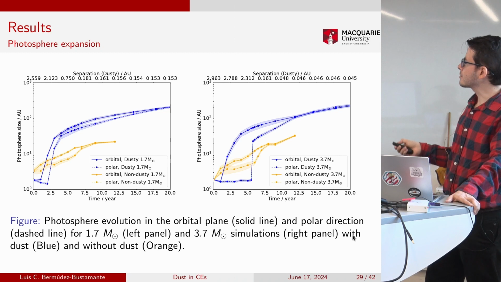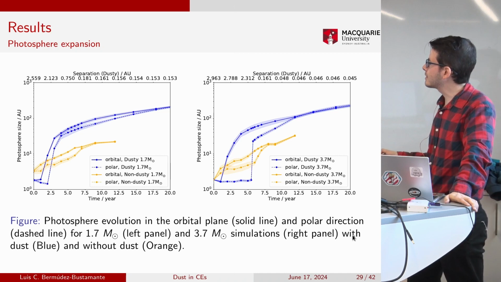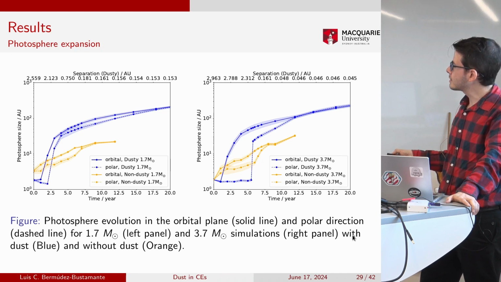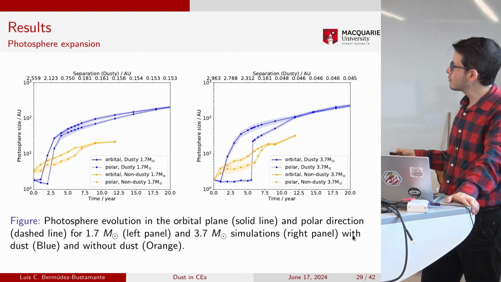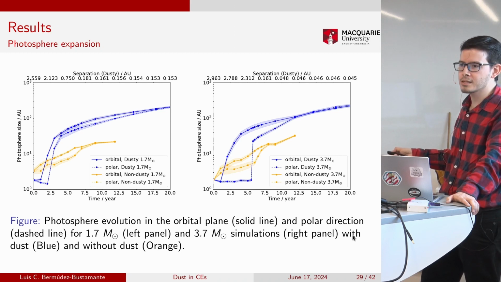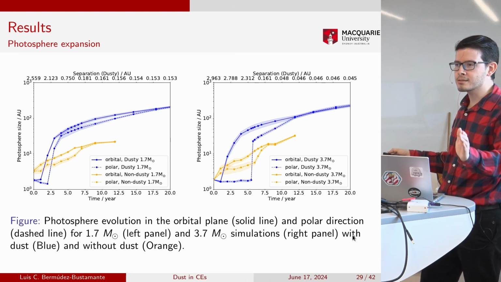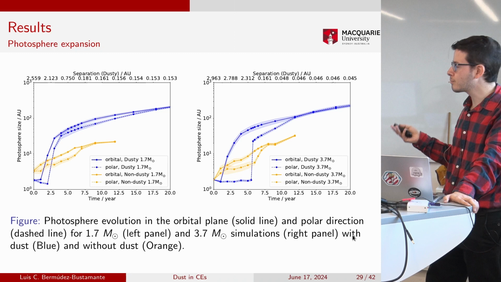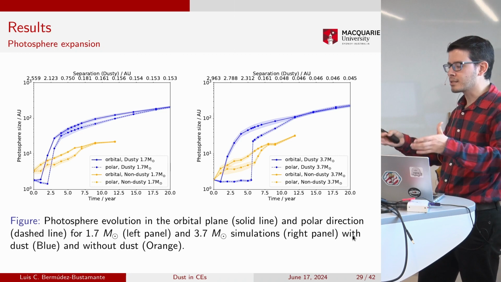Okay, now another result, now with the observable properties. In this case, we have again the 1.7 and 3.7 solar mass models, but one of them had dust and the other is the non-dusty simulation. You can see here that the blue lines, the size of the photosphere as a function of time for the dusty simulation, is larger by almost an order of magnitude. That is, you will have a photosphere almost 10 times larger, and it is the same for both models. So the presence of dust changes the appearance of this object.